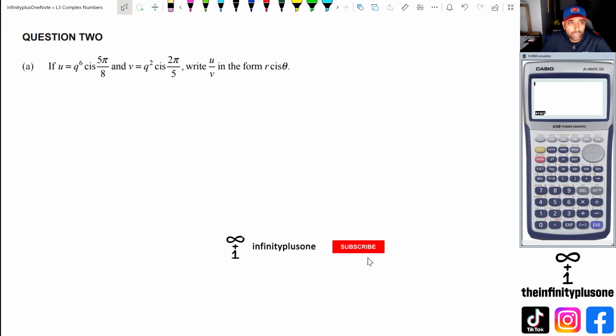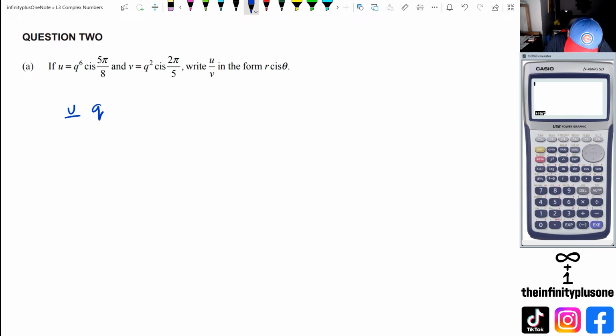All right, folks, so we're off to question 2. So question 2, what we've got is u over v in the form r cis theta. So to do that, we are going to get u over v equals q to the power of 6 divided by q squared cis 5 pi over 8 minus 2 pi over 5. Because remember, when you divide two complex numbers in the cis form, the r values you treat just normally, but the cis values you've got to subtract if it's divide, add if it's multiply.